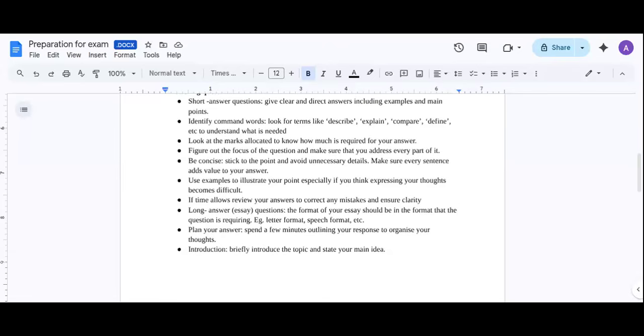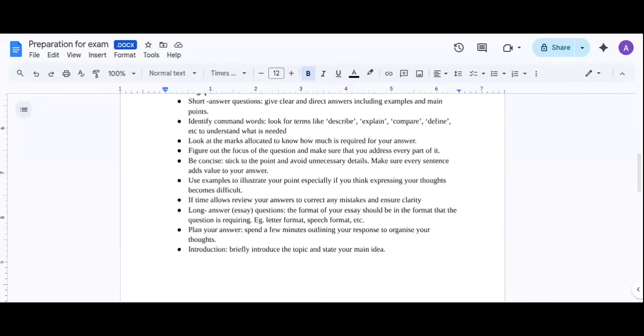If they ask about how the school carries out the function, they don't want to know about what the family does and how the family helps the children to tie their shoelaces and have them on a routine where they wake them up at the same time every morning. That's unnecessary detail. Next one says to use examples to illustrate your point, especially if you think expressing your thoughts becomes difficult. I would have spoken to that before.